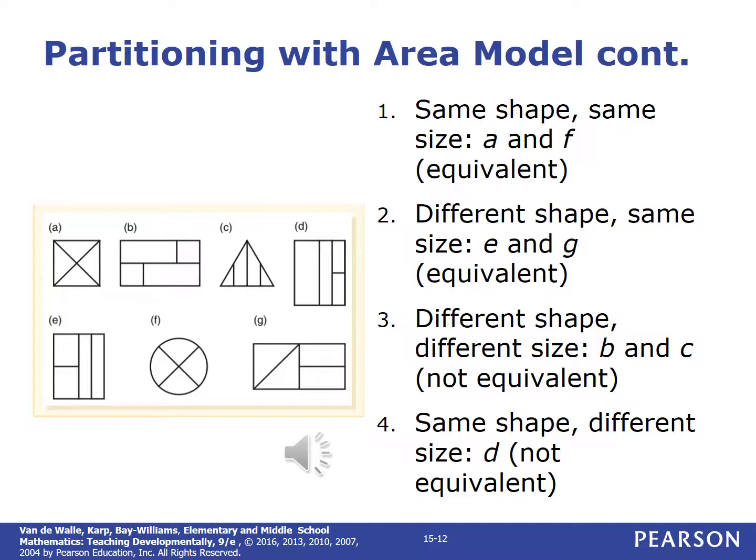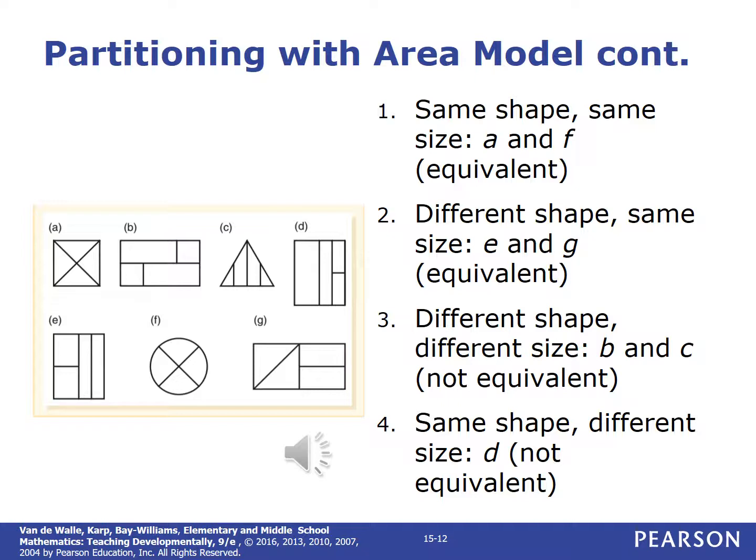Students could quickly realize that A and F definitely represent fourths because they are both the same size and the same shape. Upon greater investigation, they might realize that E and G also represent fourths because the partition areas are taking up the same size even though they're not the exact same shape.